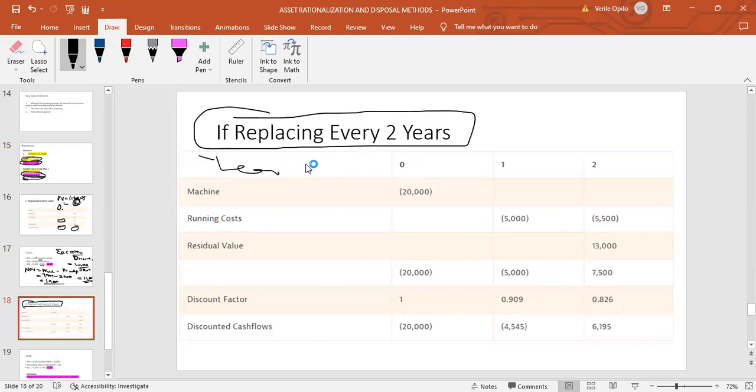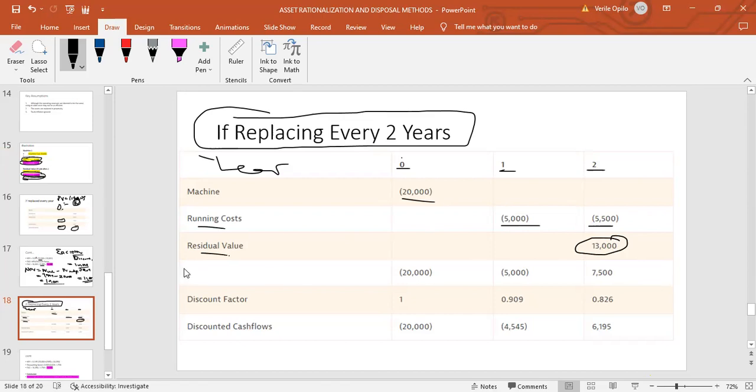So in this case, we have year 0, this is today, then 1 year after acquisition, and then 2 years later, you replace the asset. The machine costs 20,000. The running cost for this asset is, in the first year, 5,000, in the second year, 5,500. And then the residual value is going to come in the last year, in this case 13,000.